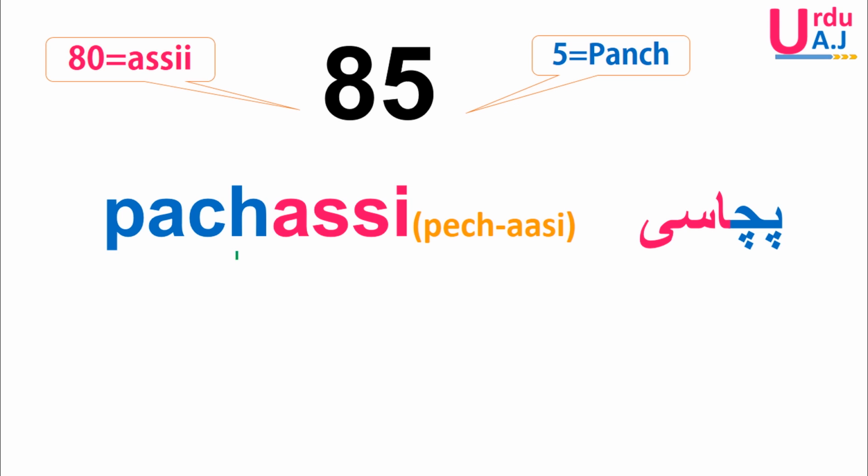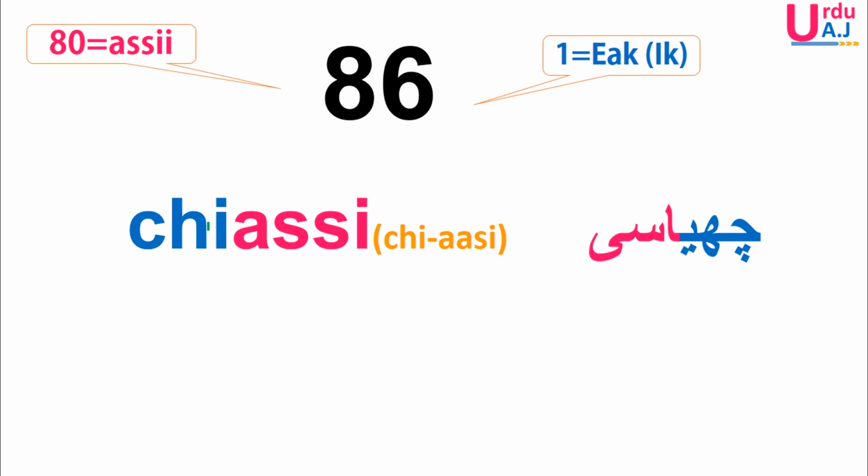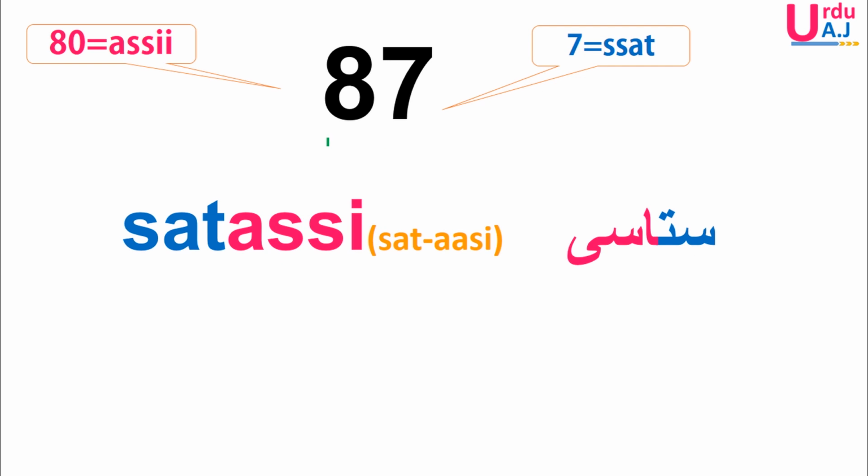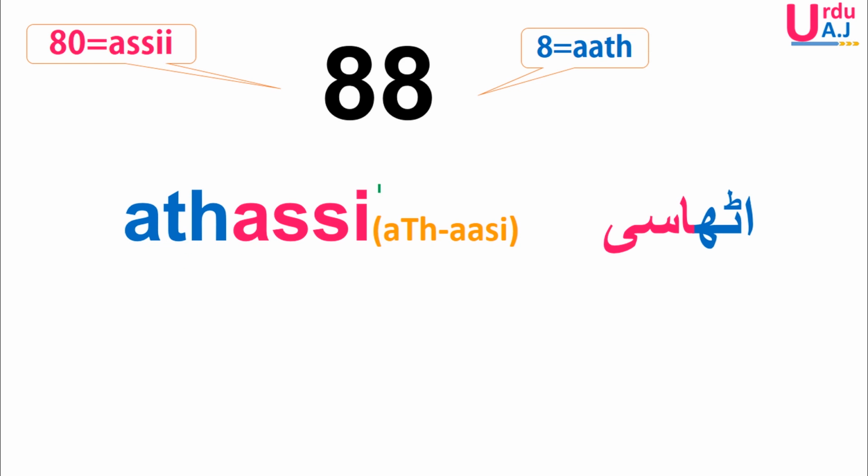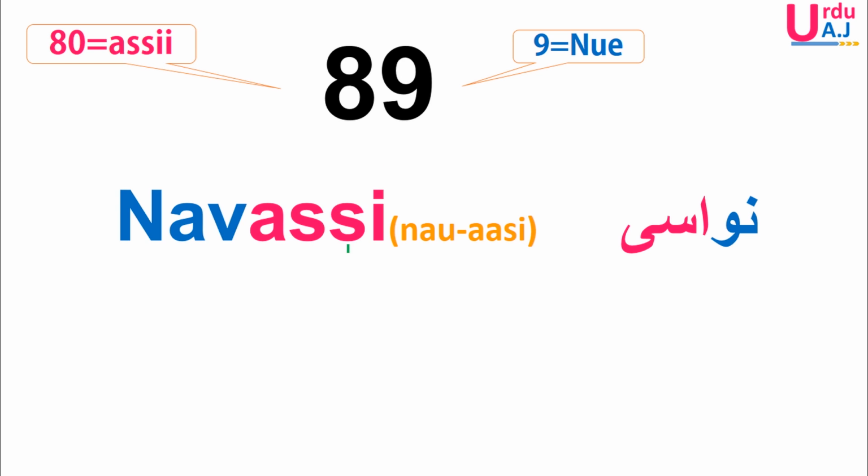85, pachasi, pachasi. 86, chiasi. First say che, which is 6, and then say asi, chia, but combine the sound chia and then si. 87, sata si. Sat means 7, and asi, sata si. 88, athasi, hard sound. 89, navasi. Na comes from 9, which is no, and asi comes from 80, navasi.